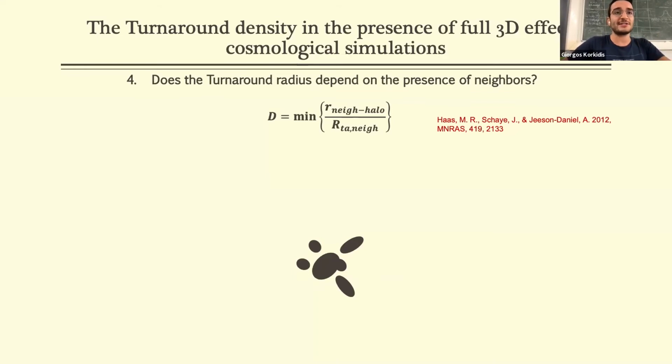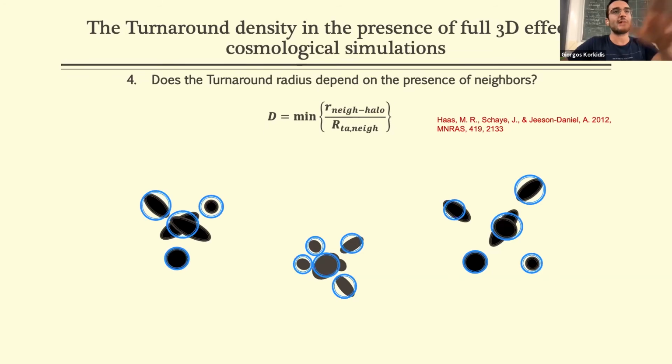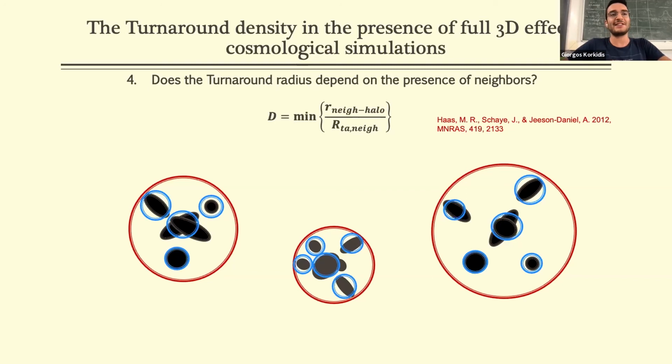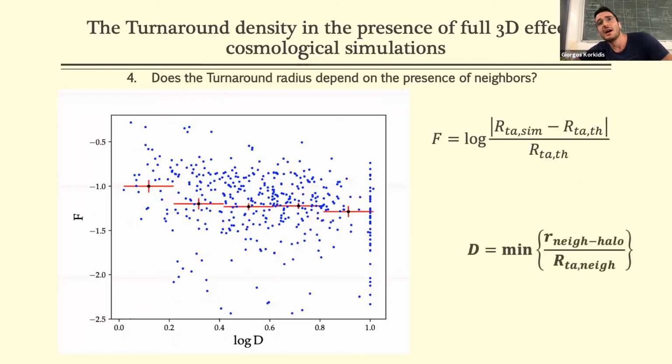So imagine we have the halo of interest with these circles and a few neighbors. All of these small ones are virialized and their turnaround radius lies here. This d value is the ratio of the distance between the two centers, the center of the halo of interest and its neighbor, normalized with respect to the sphere of influence of the neighbor, which in this case is the turnaround radius. So a high value of d stands for a small effect of the neighbor, whereas a small value stands for a high effect. By doing this and again trying to find the correlation with the fractional uncertainty of the turnaround radius with respect to the spherical collapse prediction, one finds that indeed there is a much stronger correlation between the two.